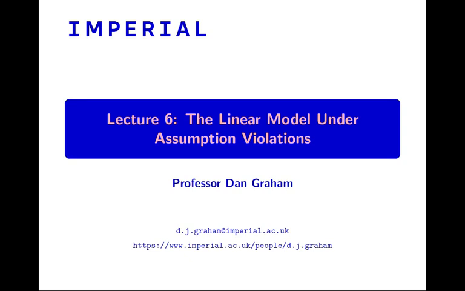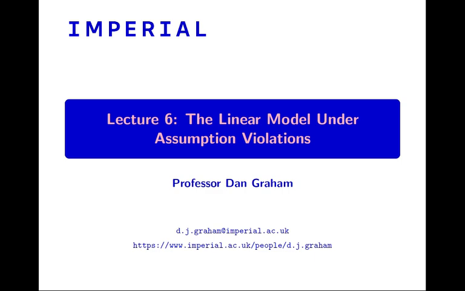Hello and welcome to lecture 6 of the statistical modelling course, which is on the linear model under assumption violations. In the previous two lectures, lectures 4 and 5, we've developed the classical linear regression model and the theory of least squares estimation and inference, and we've shown that least squares is optimal in some sense. But that optimality was only delivered under a set of assumptions, and in this lecture we're going to ask what happens when the assumptions underpinning the theory don't hold and what we can do about it.